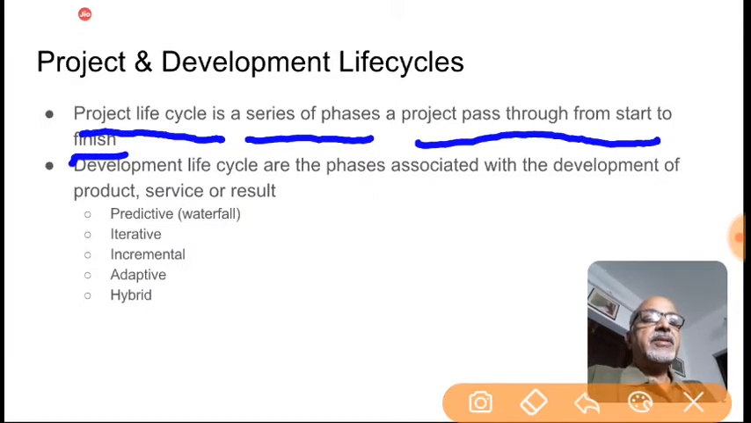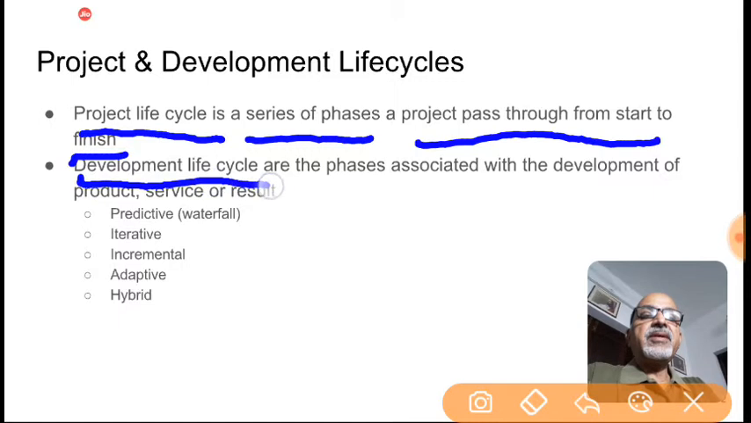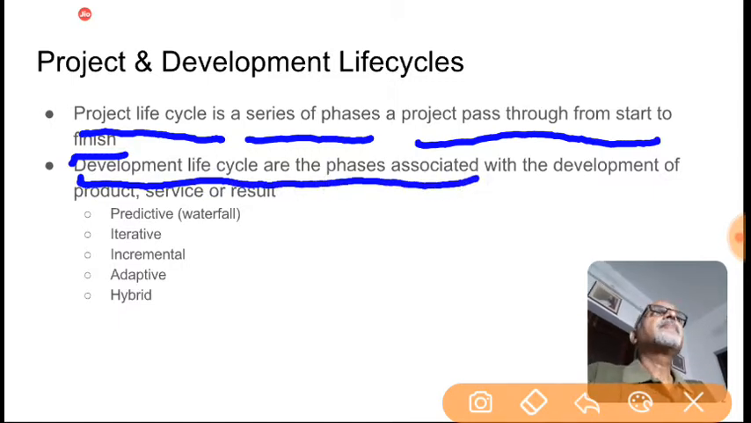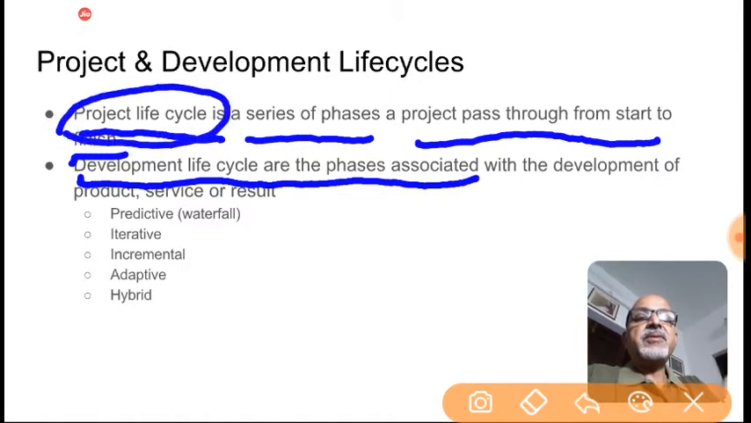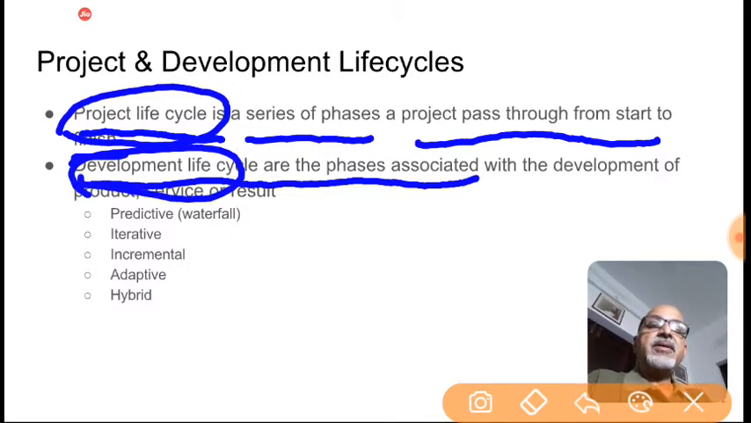Within that project life cycle, a subset of the phases may be directly linked to the development work of the project. For example, requirements collection, low level design, high level design, development, testing. These are hardcore engineering stuff, so these things come under the development life cycle. So the development life cycle becomes a subset of the project life cycle. Development life cycle can be treated as a subset of the product life cycle.